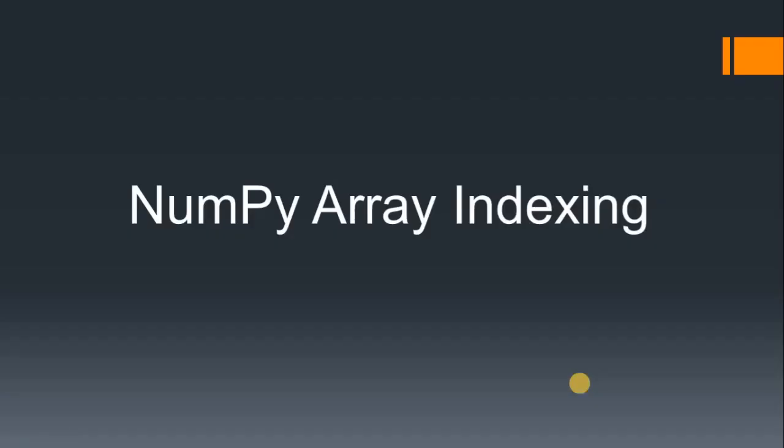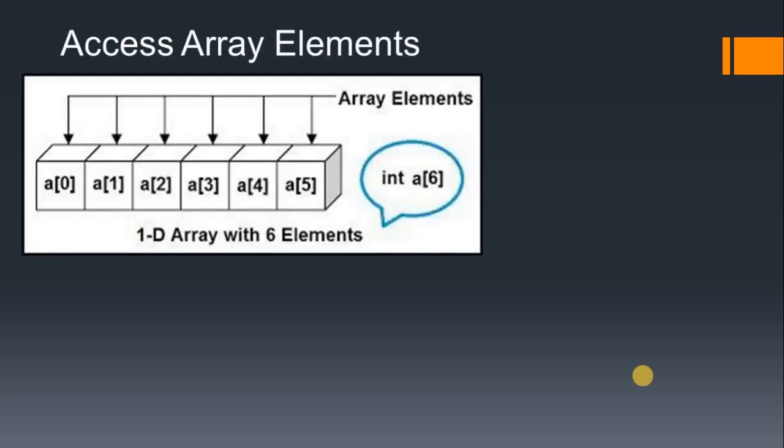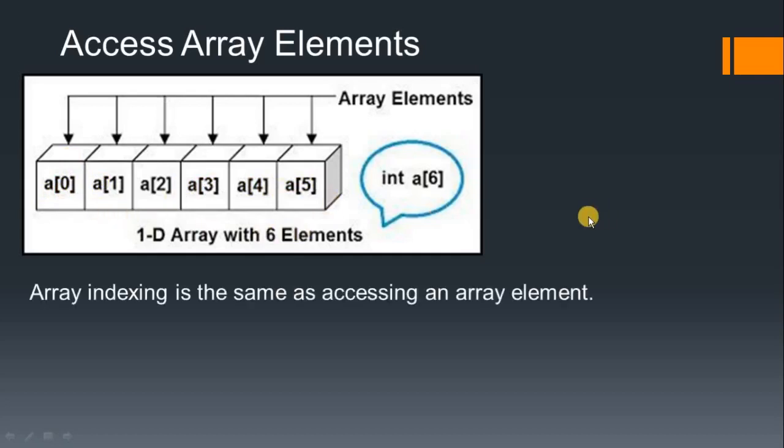Hello guys, we are in the next tutorial of NumPy and we will see NumPy array indexing. Indexing means to access the element from the array. Here you can observe this diagram we have seen in the last tutorial also. Suppose we have 6 elements, then it starts with the index position 0 up to n minus 1, and by using this we can access the element from a one-dimensional array. So you see here, array indexing is the same as accessing the array element.